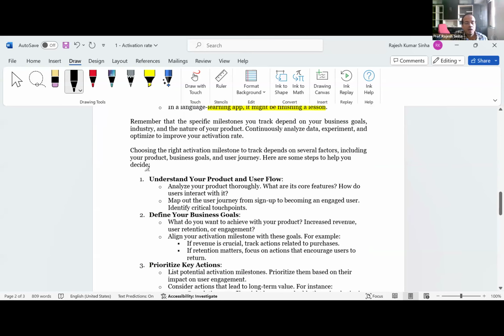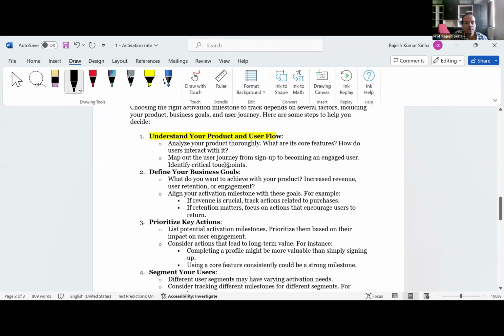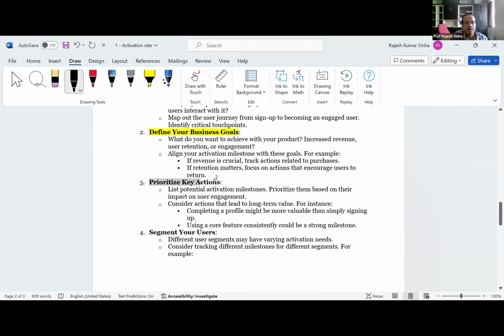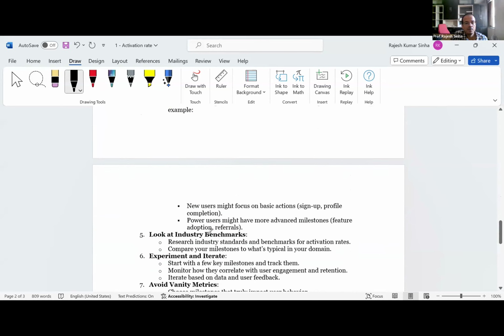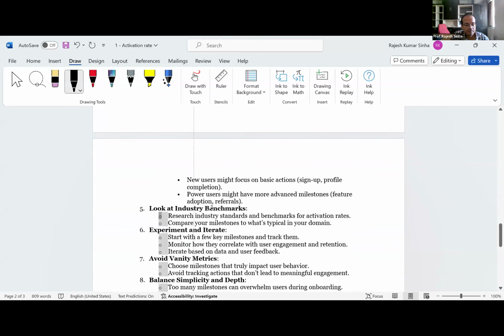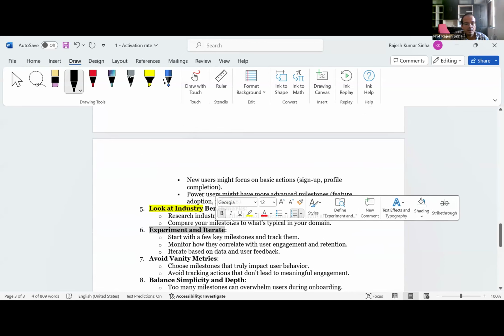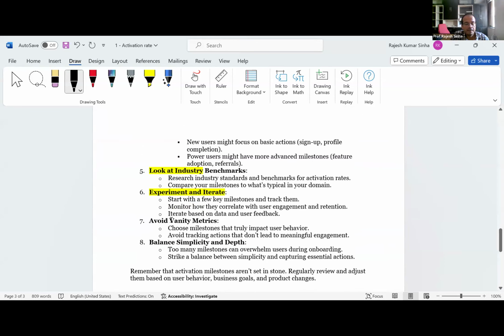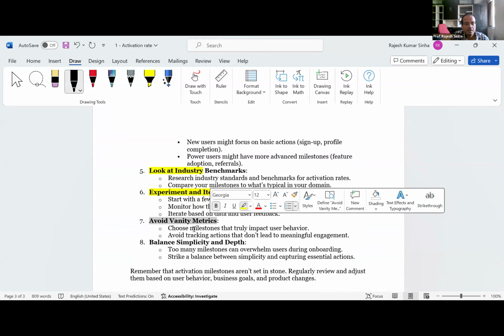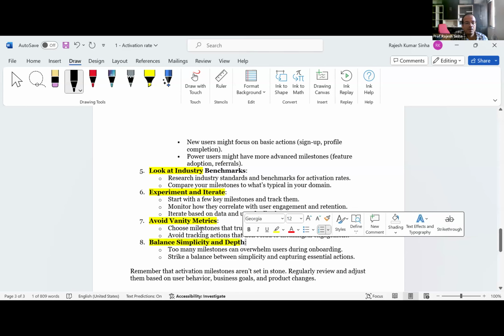What you have to do: understand your product and user flow, customer journey we are going to talk about, define your business goals, prioritize key actions, segment your users. Again, segmenting is coming over here. You have to cluster them. Look at the industry benchmarks. Experiment and iterate. We are going to talk about A/B testing, avoid vanity metrics, balance simplicity and depth. Yeah, there are many things that we have to keep in our mind.